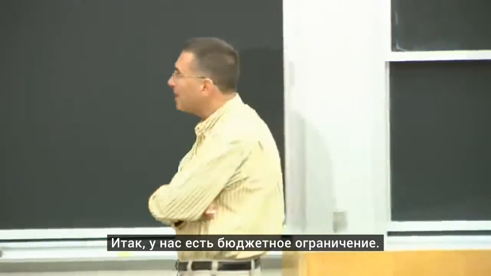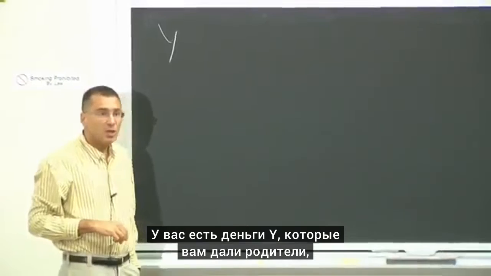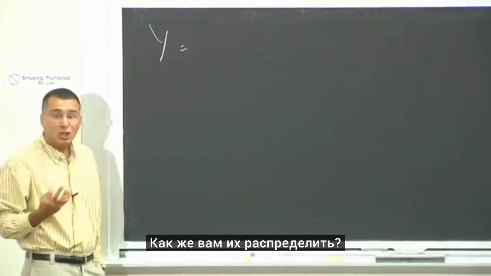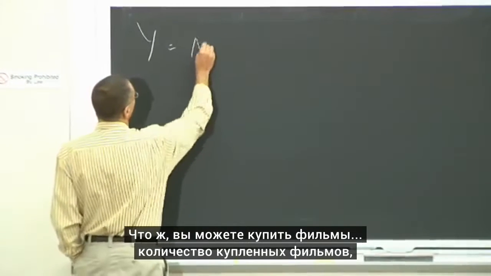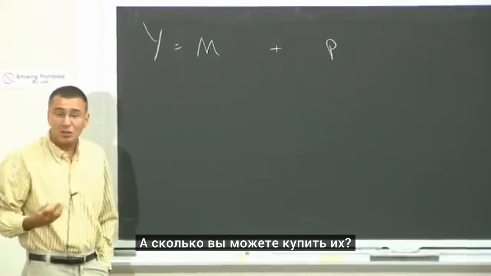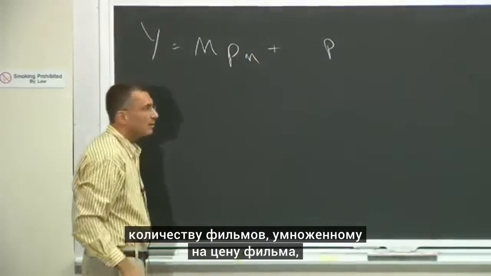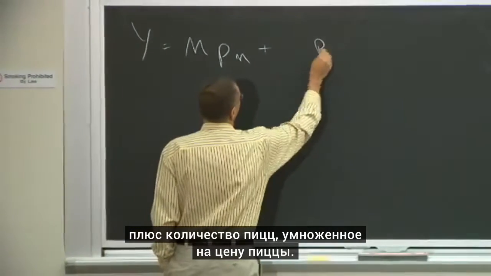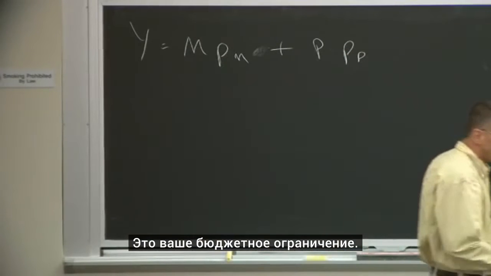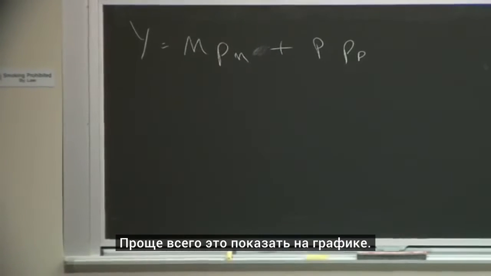So that gives you your budget constraint. You've got some income Y that your parents have given you, okay? And you can allocate that across pizza and movies. So how do you allocate that? Well, how many of each you can get depends on their price. In particular, the budget constraint is the number of movies times the price per movie, plus the number of pizzas times the price per pizza, okay? That's your budget constraint. And this is easiest to see graphically.